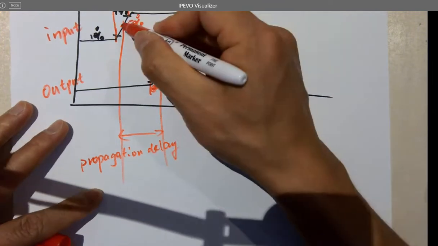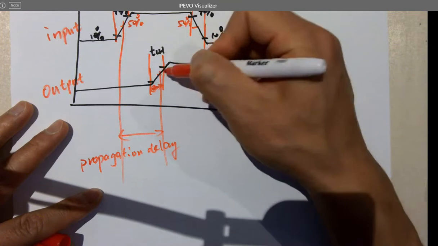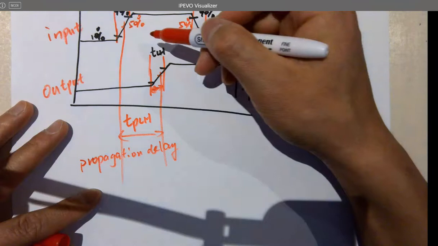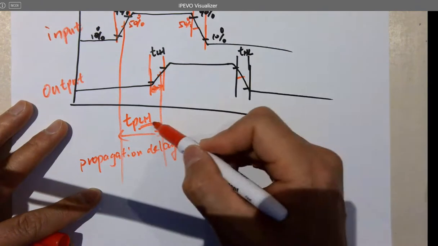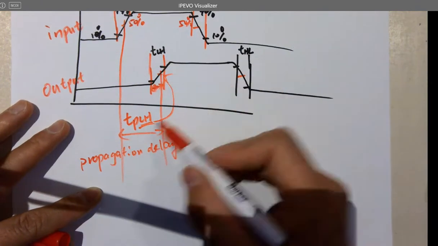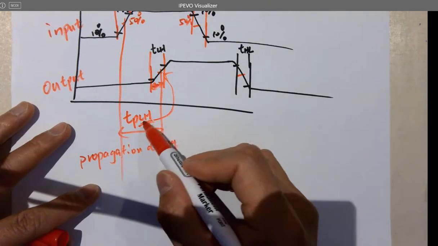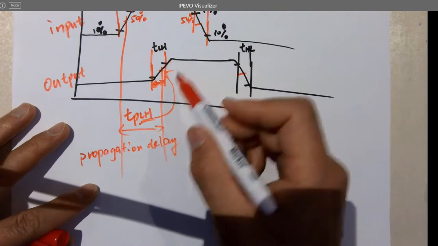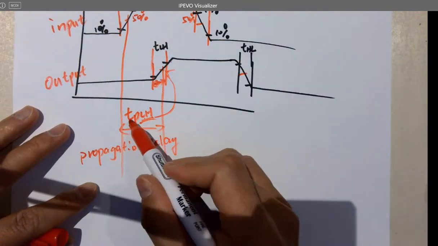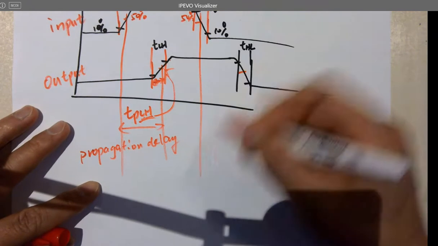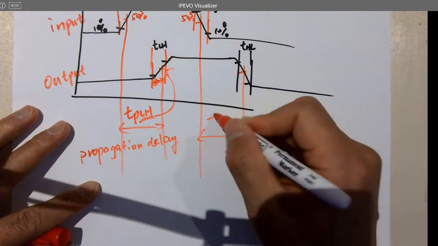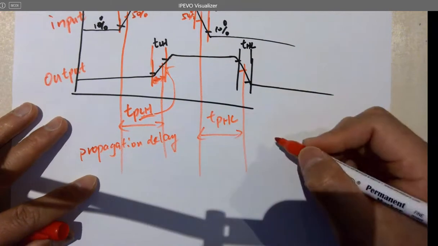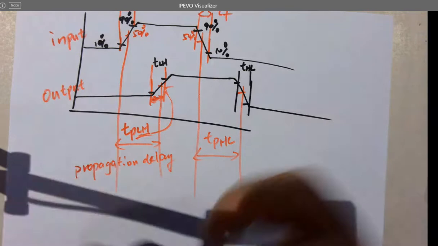And measures at the 50% of the full amplitude of the input and output. It's called TPLH. So LH has to be the output. If the output is falling, then it's going to be HL. Okay, the HL or LH is determined by the output. So 50%, 50% is the TPLH. And here, 50%, 50% is TPHL. Also look at the output. These are the definitions.